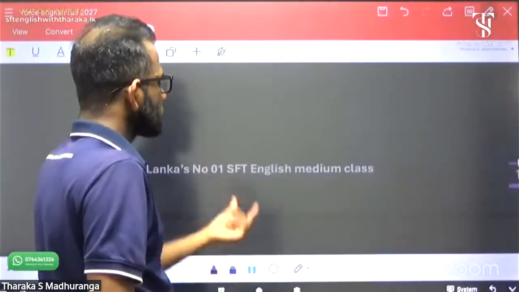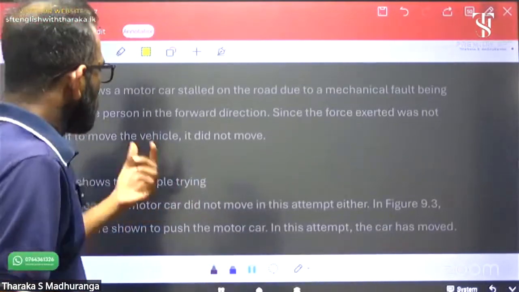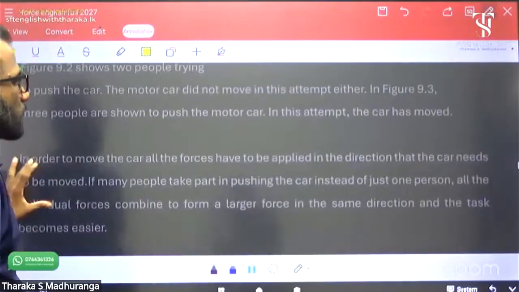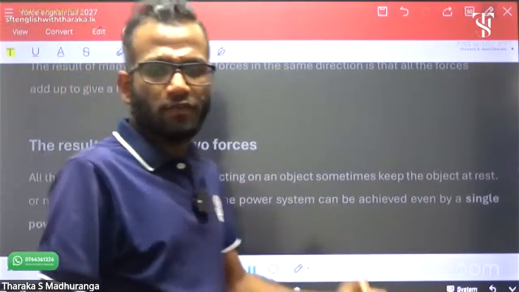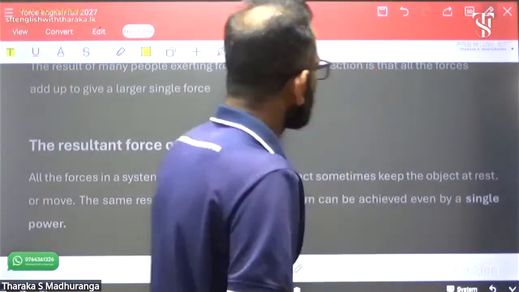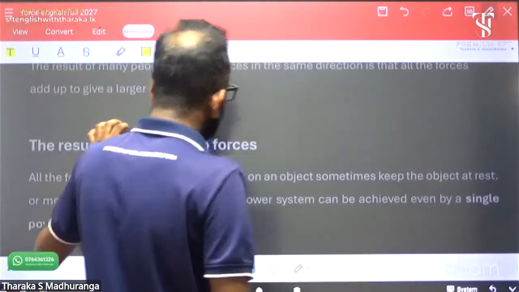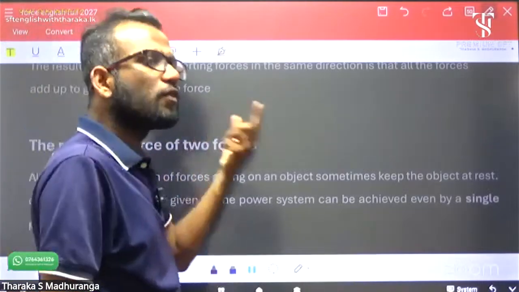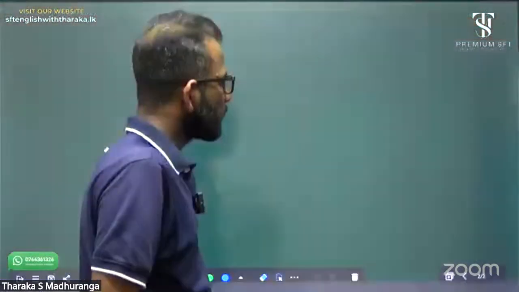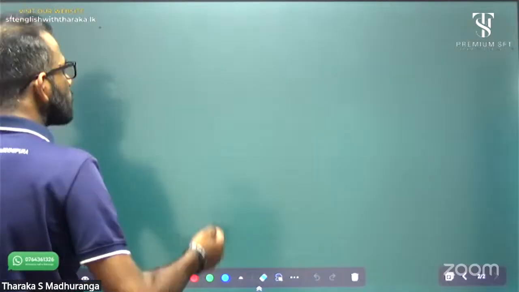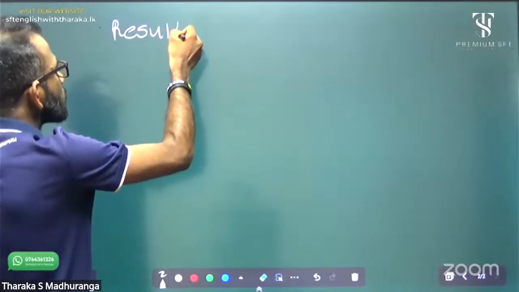Now, the same thing is explained here. What is the meaning of the resultant force? What's the definition of the resultant force? The resultant force is a single force instead of a force system. You should have a practical idea. The resultant force is a single force.